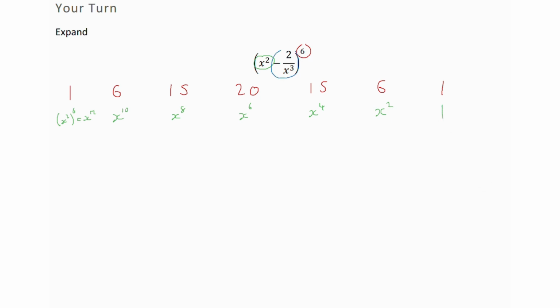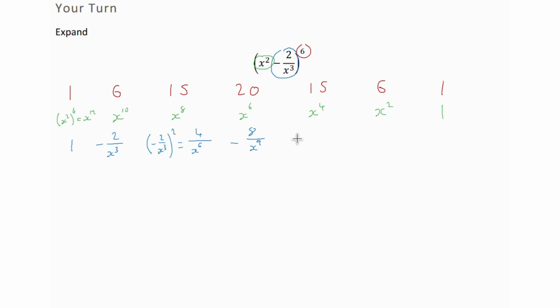And then we're going to take the second term of the binomial, and this time we're going to do increasing powers. So to the power of 0 is 1. To the power of 1 is just minus 2 over x cubed. And then we've got minus 2 over x cubed squared, which is going to give us positive 4 over x to the power of 6. And the next one we're going to get negative. We get 2 to the power of 3, so negative 8 over x to the power of 9.